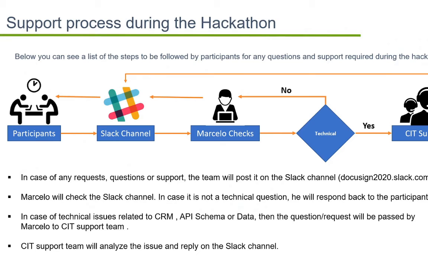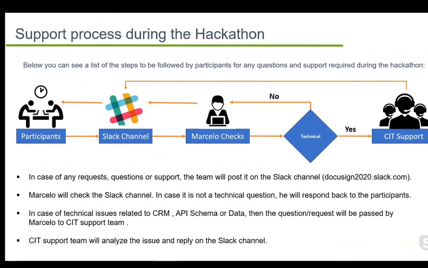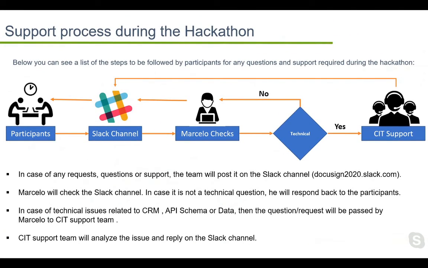For the support process during the hackathon, I know that we covered this topic in last week's presentation, but just to remember, our main communication channel with the participants is our Slack channel, DocuSign2020.slack.com. How this process works: participants can add their questions or requests or ask for support in this Slack channel. I will check the Slack channel, and if it's something that I can answer right away, I will reply to you. If it's something that's not technical, you will be responded to right away.